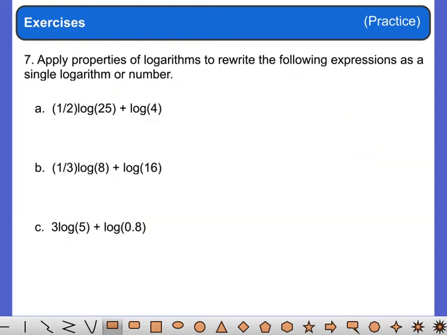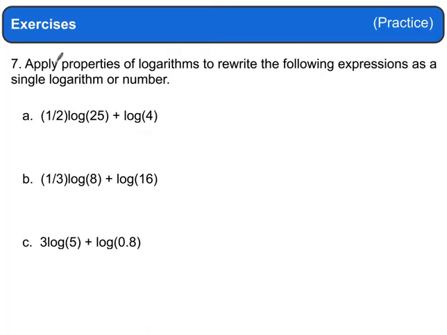So in number 7, what they want us to do is apply the properties of logarithms and rewrite the following expressions as a single logarithm. So right now, as you can see, we have a log and another log. We see that we have a plus sign right here. We have a log, and this 1/2 is multiplied to this. So our goal is going to be to reduce this or simplify it.